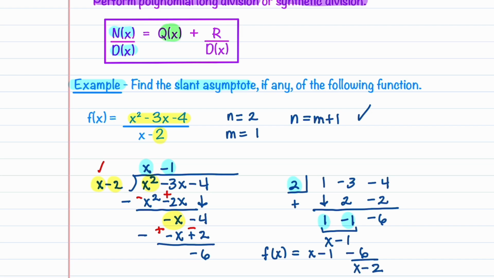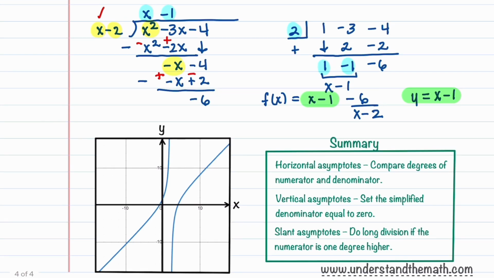You really don't have to worry about the remainder part because we're just looking for the slant asymptote. Our slant asymptote comes from the x minus 1. Our slant asymptote then is going to be y is equal to x minus 1. Let's look at the graph of this function to make sure we understand this. On the lower left, we have the graph, and you can see that it does have a slant asymptote, and it's this line right here. And that line is y is equal to x minus 1.